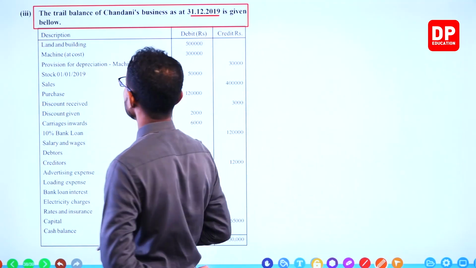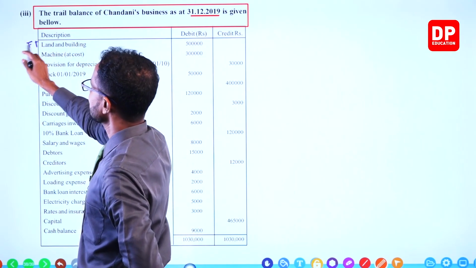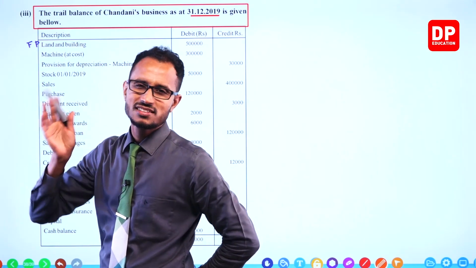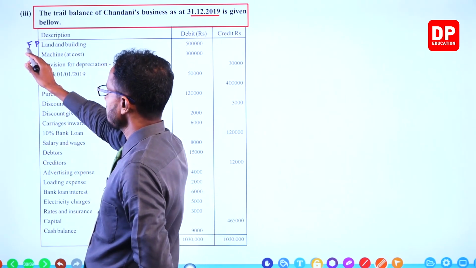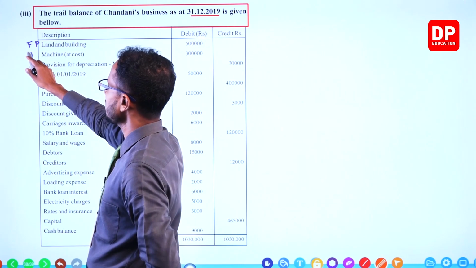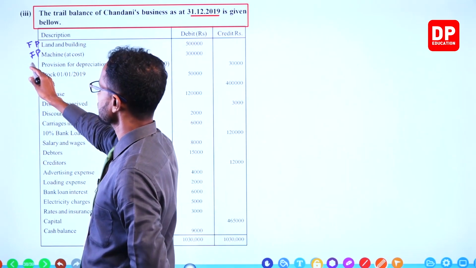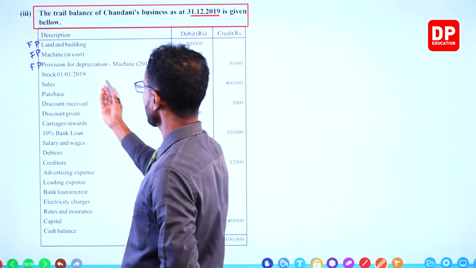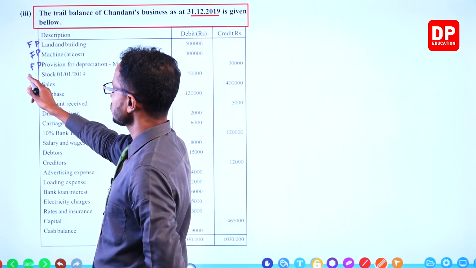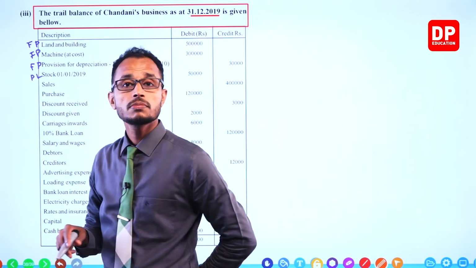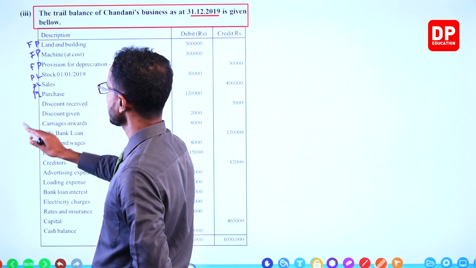First item, land and building, should go to SOFP. Just use two letters, FP or PL. Land and building should go to FP. Machines should go to FP. Provision for depreciation should go to FP. Stock of the 1st January should go to PL, SOPL, profit or loss. Sales should go to PL, purchases should go to PL.